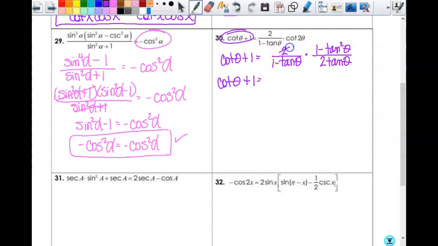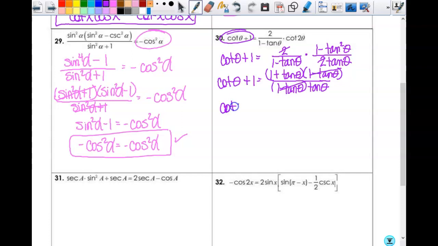I can go ahead and cancel those 2's out. Then when I multiply, my denominator is 1 minus tangent theta times tangent theta. In the numerator, I have a difference of squares. So this is 1 plus tangent theta. Oh, sorry, I'm writing one thing and saying another. 1 plus tangent theta times 1 minus tangent theta. Okay, so then these 1 minus tangent thetas cancel out.